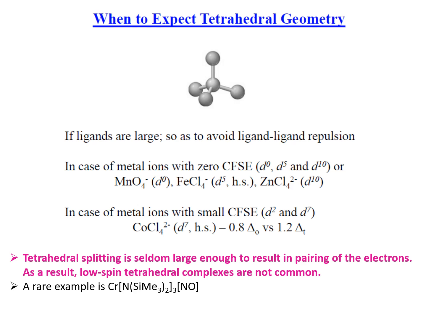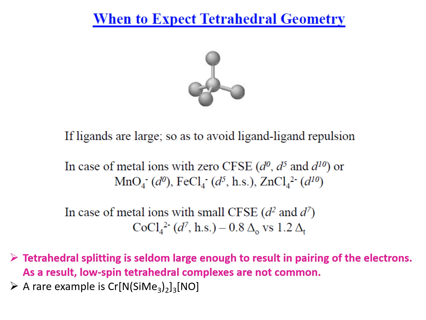If the ligands are large, so as to avoid ligand-ligand repulsion. In case of metal ions with 0 CFSE, crystal field stabilization energy. When do you have 0 CFSE? It means the completely filled electronic configuration. For example, d10, d5. That is in case of MnO4 minus, d10, FeCl4 minus, d5.